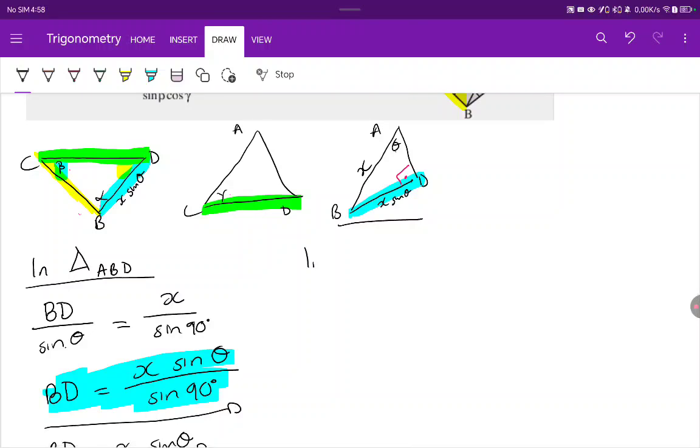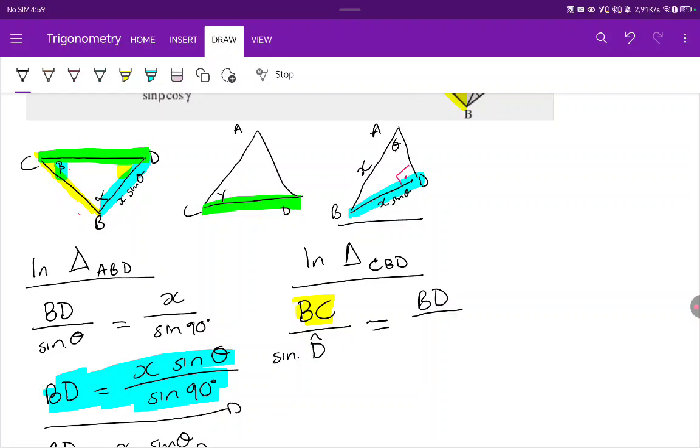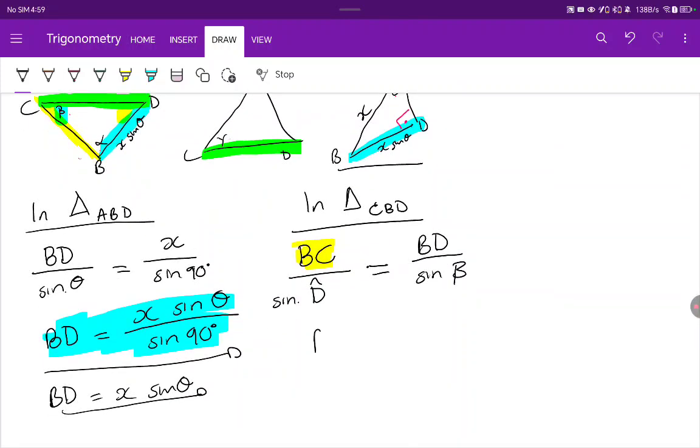If we use the sine rule in triangle CBD, BC, that's where I want to end, so I'll make that my numerator, divided by sine of D, is going to be equal to the blue, which is BD, divided by sine of beta. Okay, so if I want BC alone, it would be BD multiplied by sine of angle D divided by sine of angle beta. Okay, let's input the values we know.